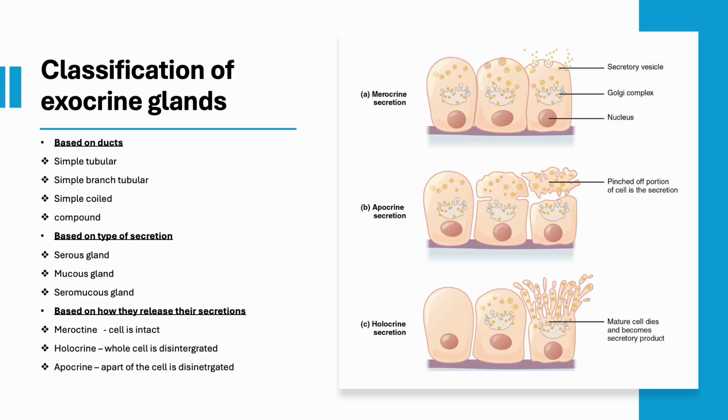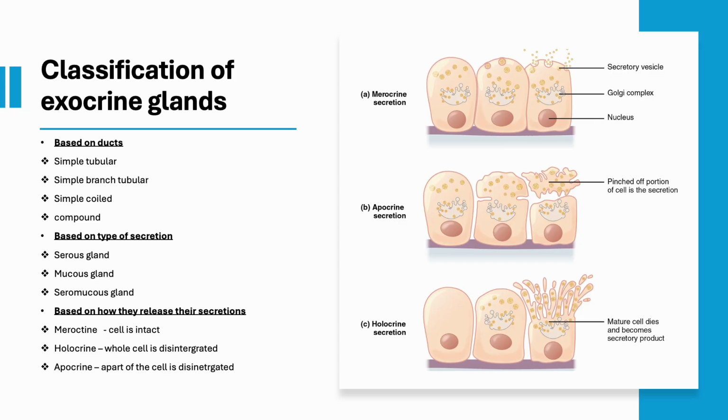Based on how they release their secretion, merocrine, that is, the cell is intact. Like on this left side, you can see this image. It is doing merocrine secretion. The cell is intact, but the vesicles are coming out through exocytosis mostly. The cells are just releasing products from the Golgi apparatus, the Golgi complex.